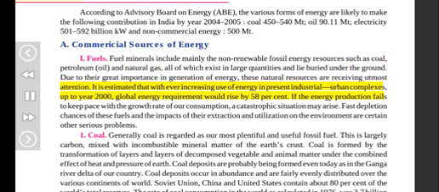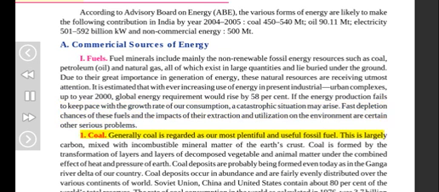IDIS estimated that with ever-increasing use of energy in present industrial, urban complexes, up to year 2000, global energy requirement would rise by 58%. If the energy production fails to keep pace with the growth rate of our consumption, a catastrophic situation may arise. Fast depletion chances of these fuels and the impacts of their extraction and utilization on the environment are certain other serious problems.